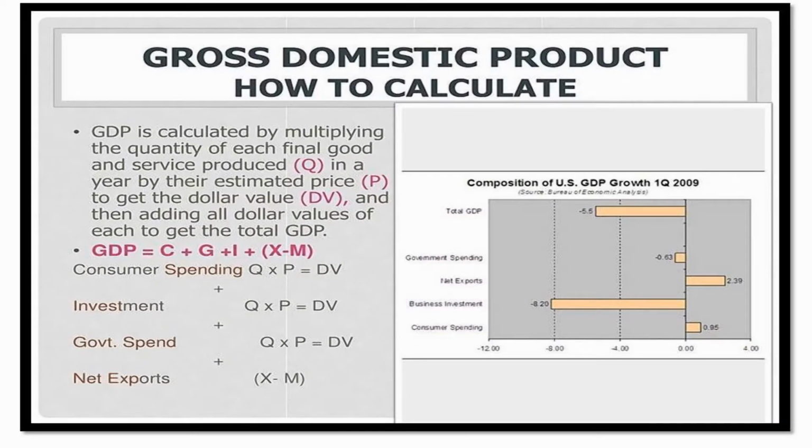GDP is tracked and calculated by the United States Government Bureau of Economic Analysis, which is part of the Department of Commerce. The agency tracks the quantity of each good and service produced in a year, multiplies by their estimated price to get the dollar value, and then adds all the dollar values to get the total GDP.